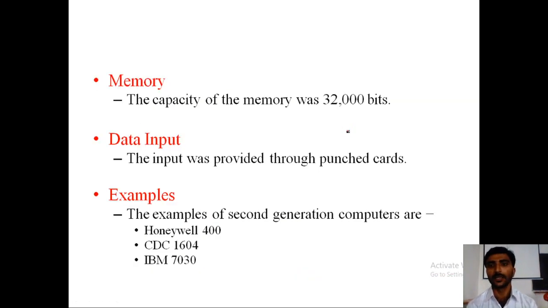So what is the memory of the second generation? The capacity of memory was 32,000 bits. If you divide it by 1024 bits, you will get KB. Dividing again by 1024, you will get MB, less than 10 MB. That is called the size of the memory. Automatically, it has increased from the previous generation. In the previous generation, we used only 4,000 bits, but here 32,000 bits. So the capacity of memory increased in the second generation.